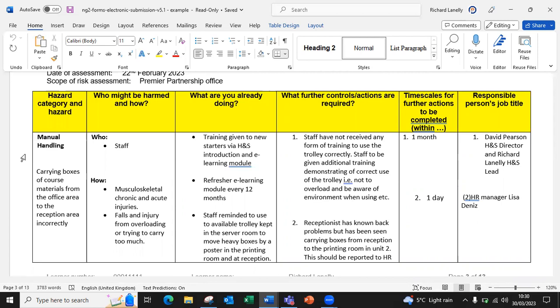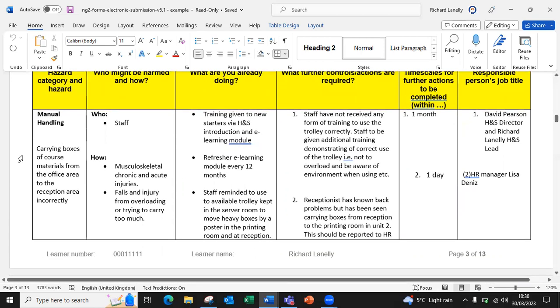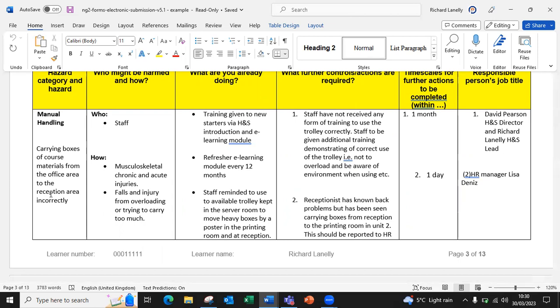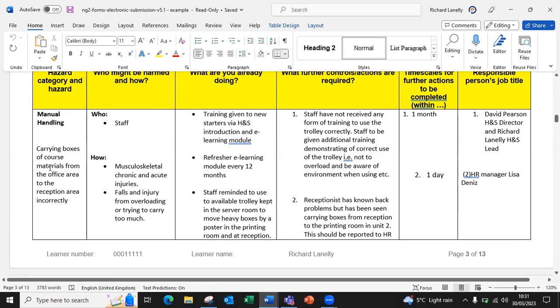So, okay. So the next one, manual handling. So this first column is really, really important. It basically needs to be a very short, snappy, clear hazard label. If you start talking about risks or injuries or anything like that, they're going to refer you straight away. This needs to be very clear and snappy. So I'll reiterate that as we look at each one. I've not done the full required amount because this is just to show you what to do, but you need to do a certain amount, but we'll talk about that in a second. Okay, so the label is carrying boxes of course materials from the office area to the reception area incorrectly.